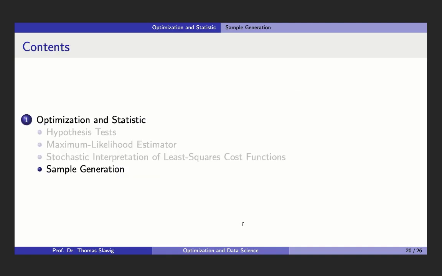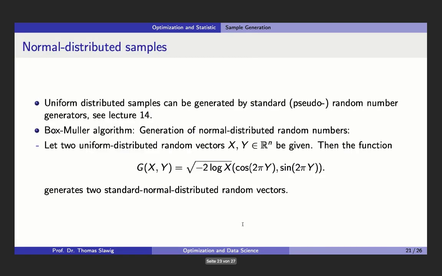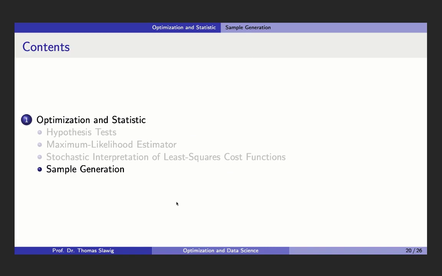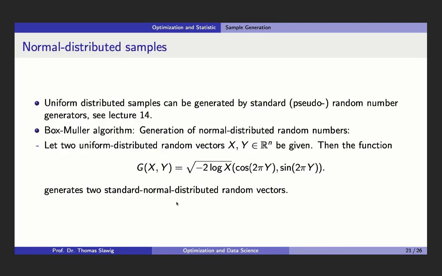The last point that I want to treat in this lecture is the generation of samples. We already saw how we can generate uniformly distributed samples, because in nearly every programming language we have implemented these pseudo-random generators that we had in lecture 14. And there is an easy algorithm, easy to evaluate, that generates normally distributed random numbers.